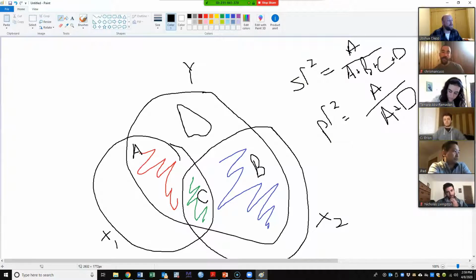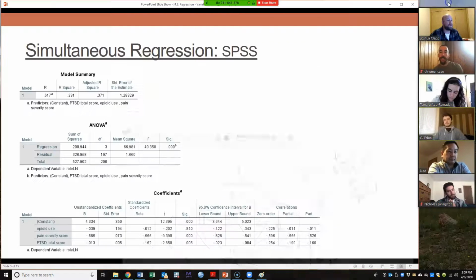Okay. And then between my bivariate correlation and my partial correlation, which one of those is going to be smaller?